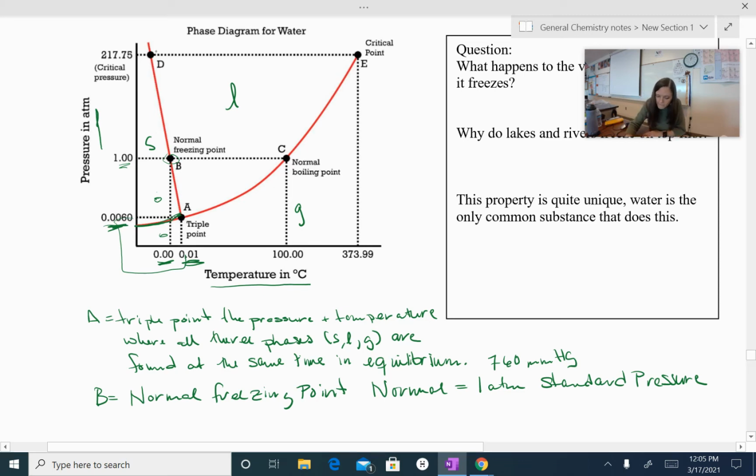Notice between A and D, this is my freezing line. So there's a whole bunch of pressures and temperatures that I can actually get water to freeze at. But we normally say 0 because that's normally the pressure that we have. Okay? All right, let's look at C right here. So C is my normal boiling point.